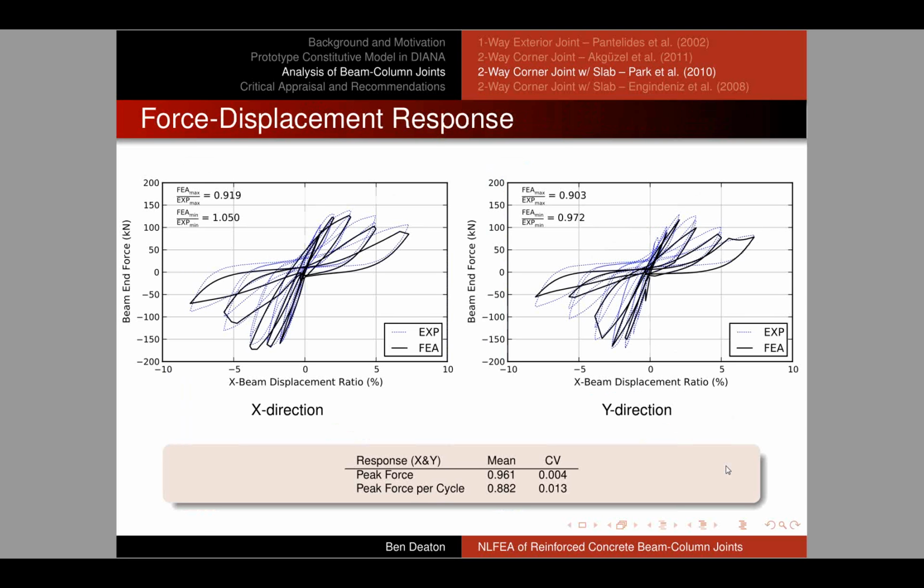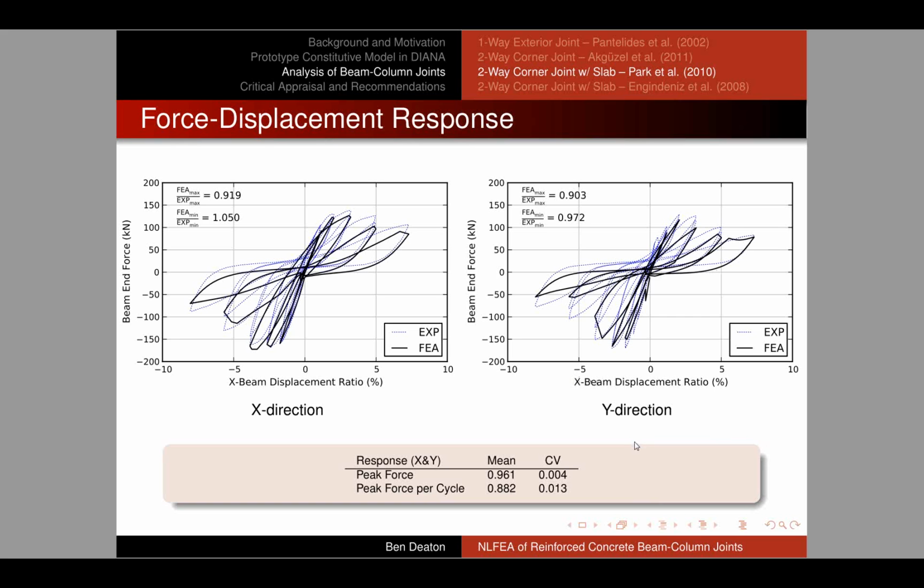So here is the force displacement response at the end of each beam. So this is the x direction beam. This is the force at the end of the beam versus the x beam displacement. And then on the right, we see the beam end force on the y direction beam versus the y beam displacement. So this should say y. And again, notice very good agreement overall with the characteristics of the experimental response.